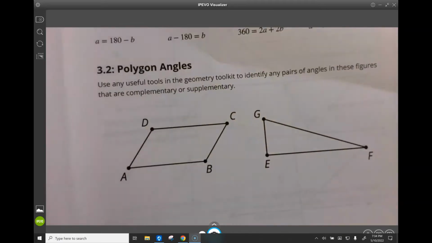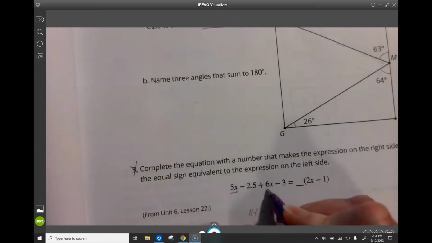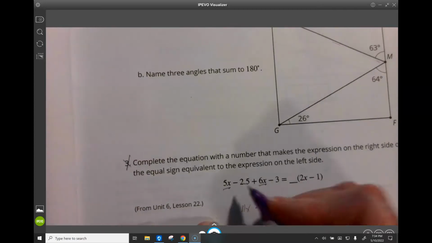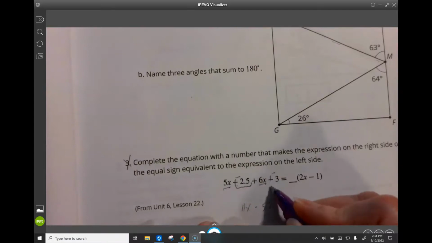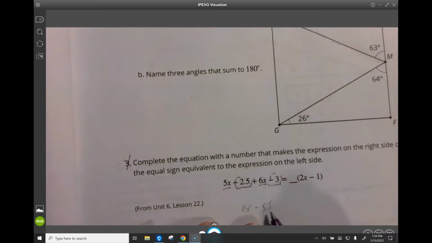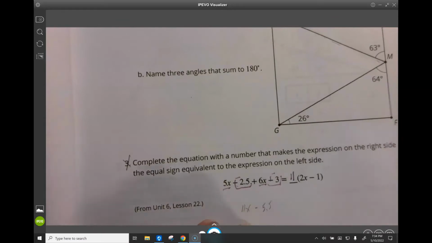We're skipping 3 for now. It's kind of a cool one. What you had to do is you had to combine like terms. You're going to get 11x, and then you're going to combine more like terms, and you would have gotten 11 minus 5.5. So what do these have in common? If I factor it out, what can they both be divided by? 11. Okay, so I guess we could have just done number 3 too.